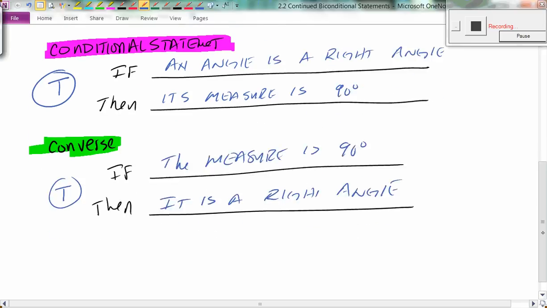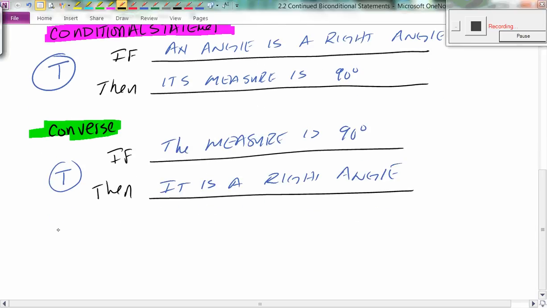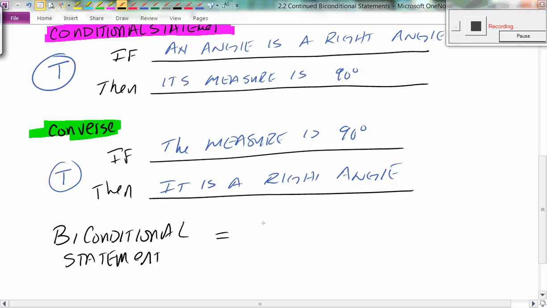Okay, where am I going with this, right? I'm going over here. A biconditional statement is equal to a conditional statement plus the converse.